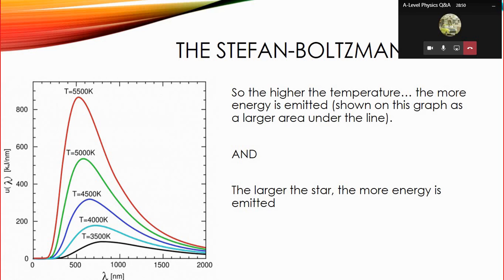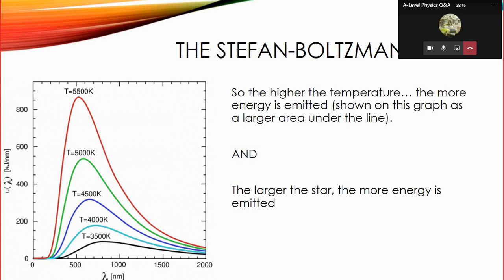So what this means is that more temperature means more energy is emitted, and the larger the star, the more energy is emitted. I threw this diagram in because we're going to refer back to it quite a lot. You might recognize this, again, if you did triple GCSE, as a blackbody curve. And basically, this is just showing how the amount of energy at each individual wavelength changes.